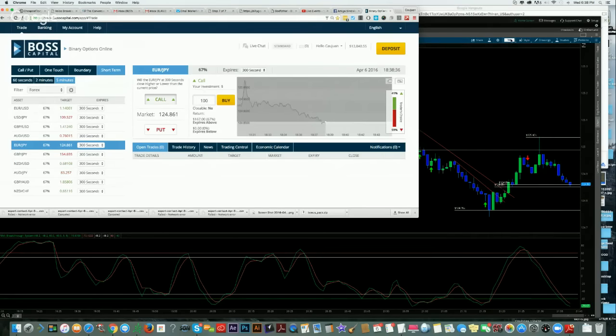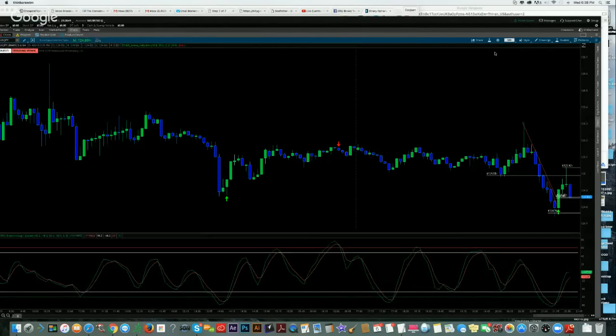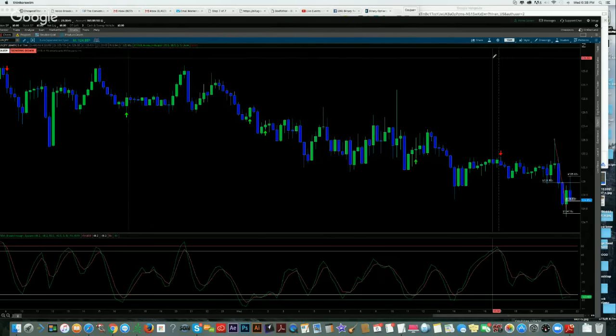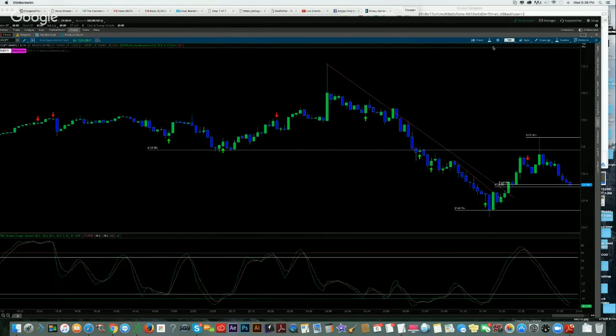Let me run to the 5 minute real fast and just see what 5 minutes says it's gonna do. So 5 minutes is still saying it's trending down. Let's see what 15 minutes says. 15 minutes says it's trending down. So I would stay away. This is exactly what I was talking about. This might break on the next candle.